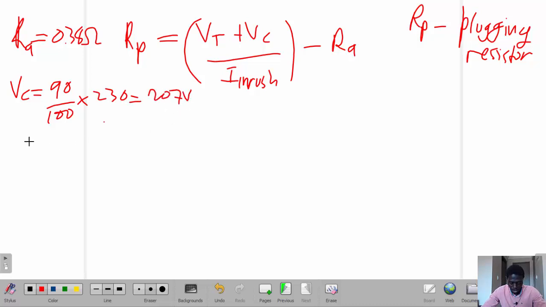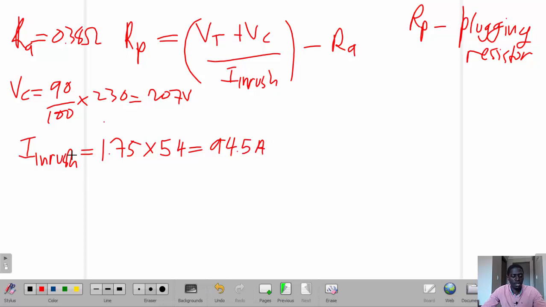And then we've also been told that we are to limit the armature current to 1 3/4 times the full load value. Having been given the full load current to be 54 amps, to find our inrush current, I inrush is therefore equal to 1.75 multiplied by the full load current, which has been given as 54 amps. And this gives us the inrush current to be 94.5 amps. So this is the inrush current or the braking current.